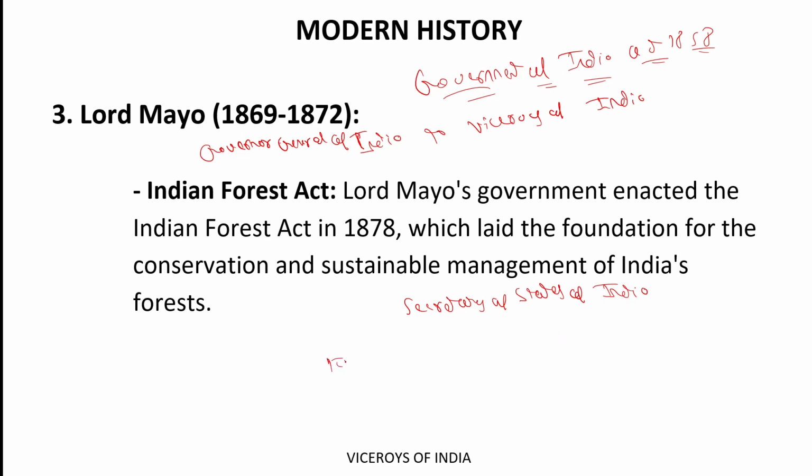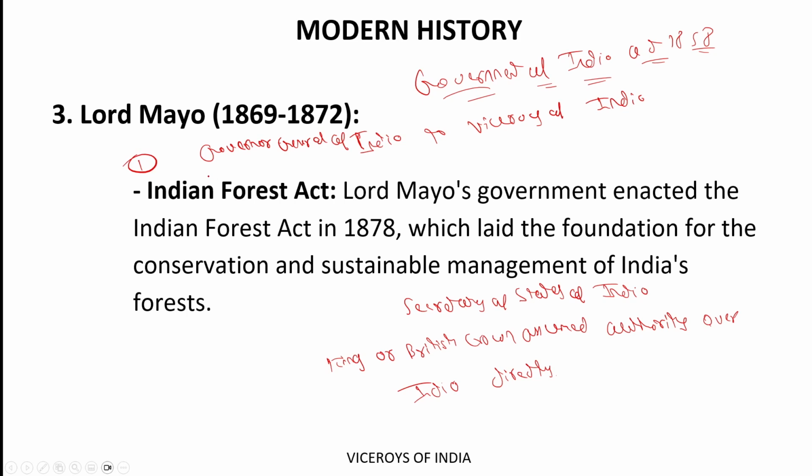Third point was that the King or British Crown assumed authority over India directly. So the Government of India Act 1858 was a turning point in India's administrative history. Why? Because for the first time, the Governor General of India changed to the Viceroy of India, and the Viceroy of India was directly reporting to the Crown. Second point was Secretary of State of India was appointed for the first time.